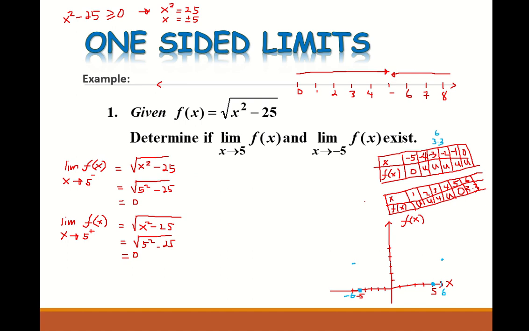Okay, so for example, if this is 7, 7 squared is 49. For x equal to 7 or -7, 49 minus 25 is 24. So the square root of 24. What is the square root of 24? That is about 4.8.